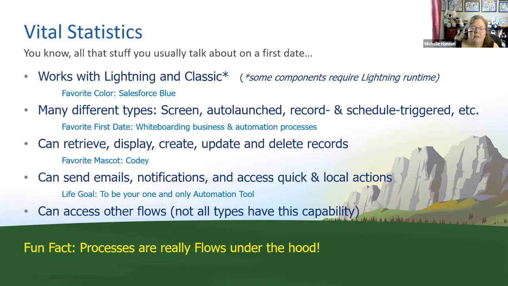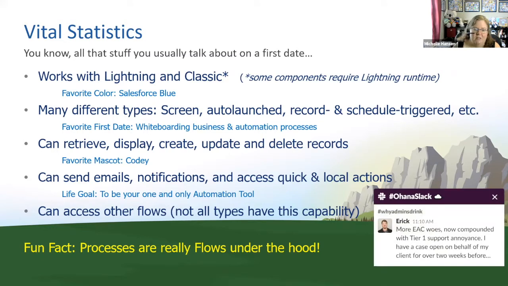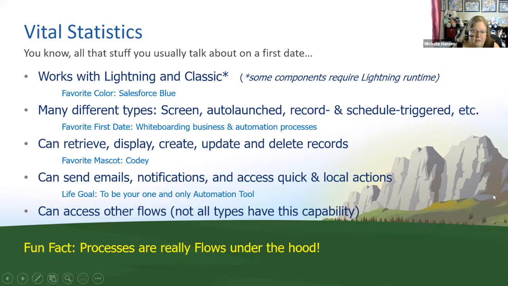It can also do a lot of other things like send emails or send custom notifications. You can also access all of your quick actions or your local actions that you have. So if you have email alerts and email templates set up like that, you don't have to rebuild all of them in Flow. Flow actually has access to that stuff in your org, which is pretty cool.